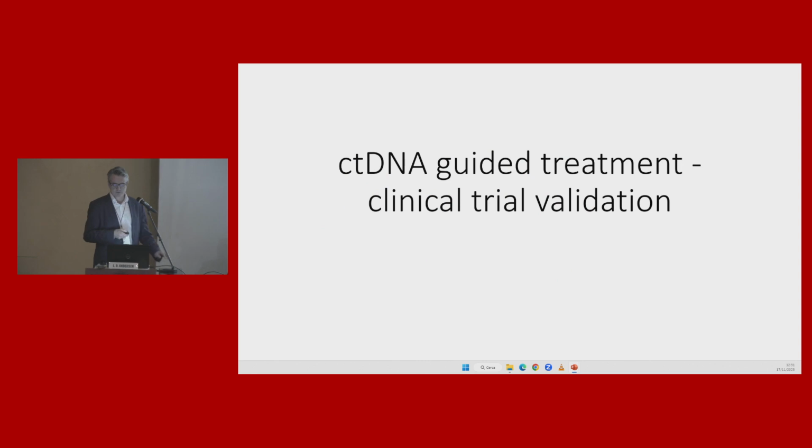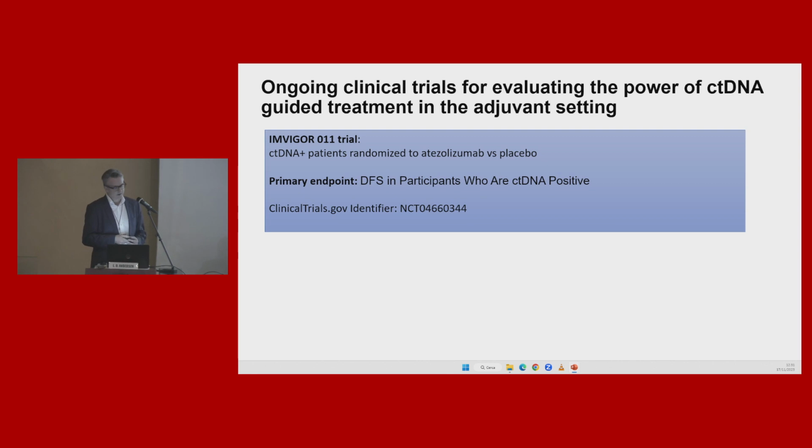So which trials do we then have, and how can we use this to guide treatment of the patients? I think it is really important that we do these clinical trials instead of just jumping into using ctDNA before we actually know if there is some clinical benefit. So right now there are two ongoing clinical trials. There is the IMvigor011 trial, where ctDNA positive patients are randomized to atezolizumab versus placebo. The primary endpoint here is disease-free survival in patients that are ctDNA positive.